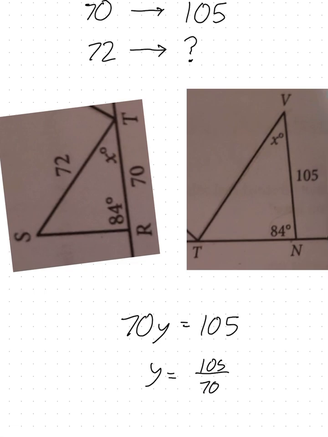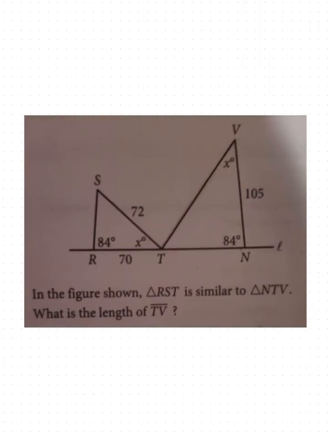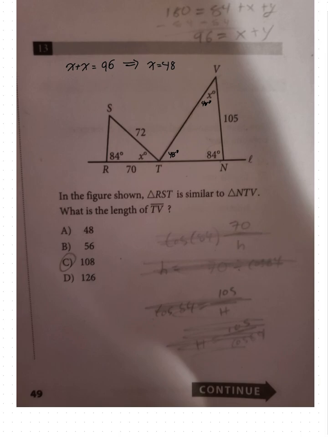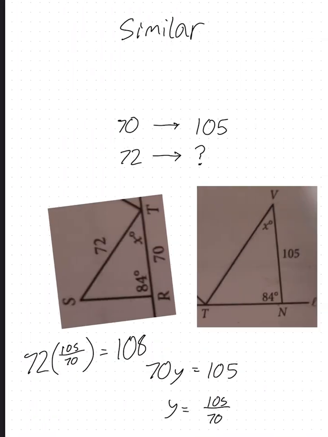So now, to find the length of this edge, we need to scale this 72 by this y. So 72 times 105 over 70, plug that into the calculator and see what that gets us. It gets us 108, which is C, the answer choice.